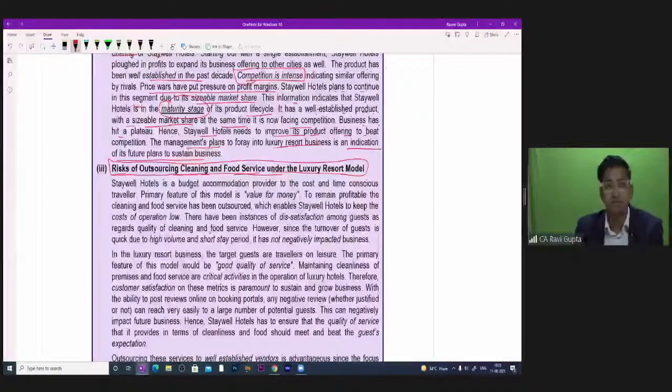So we have to see the background of the answer to come to this point. Stay Well Hotel is a budget accommodation provided to cost and time conscious travelers. The primary feature of this model is value for money. To remain profitable, the cleaning and food service has been outsourced, which enables Stay Well Hotels to keep the cost of operation low.